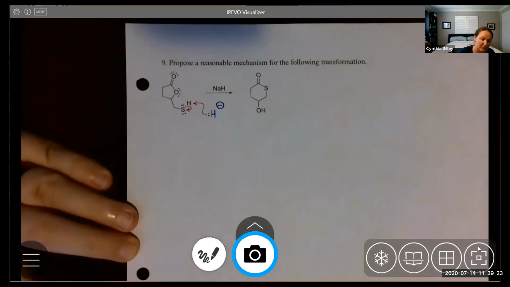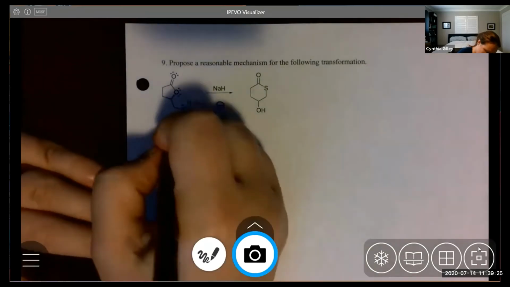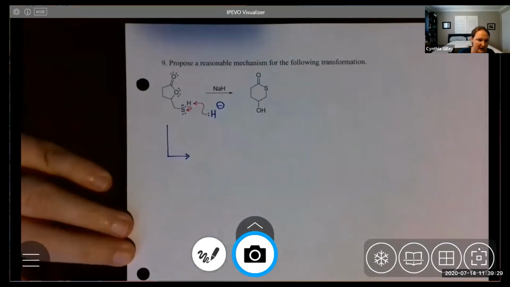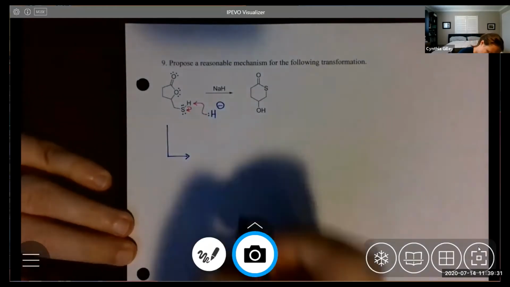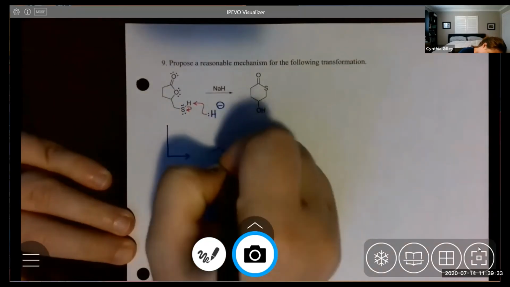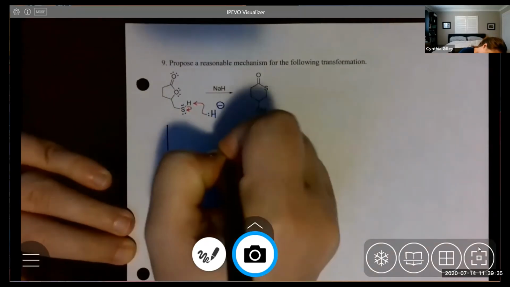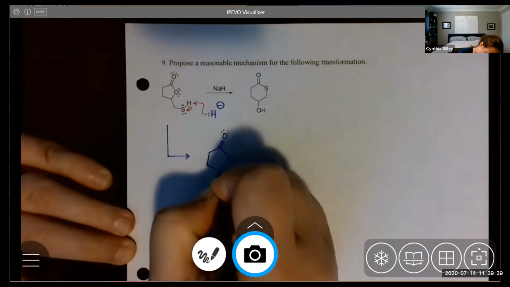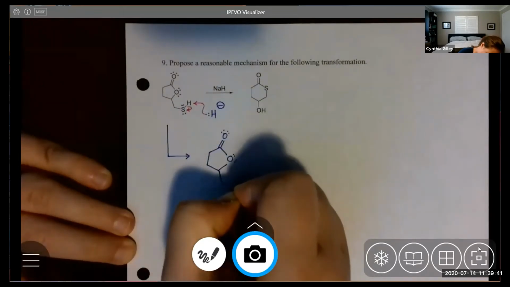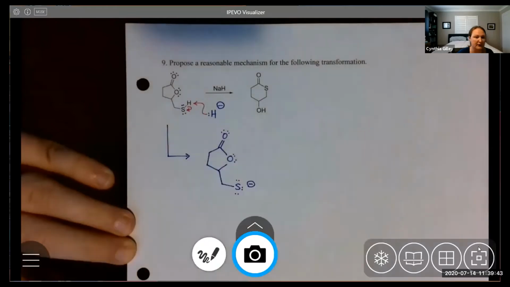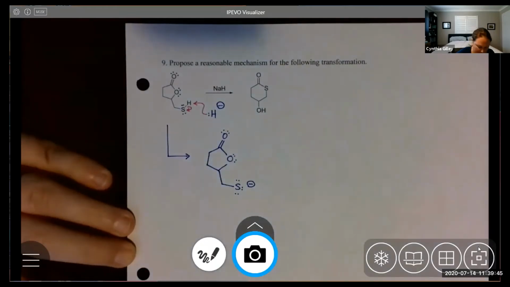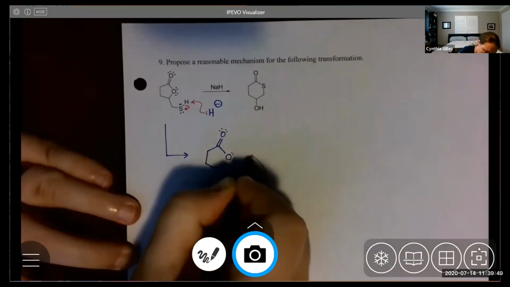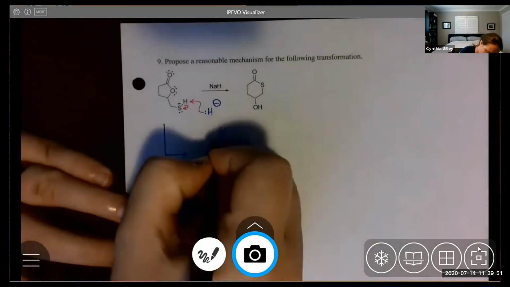the most acidic proton here, which is the thiol proton, which has a pKa of about 10. It's actually pretty acidic. Generate the negatively charged sulfur atom here. And then now this is a pretty good nucleophile that could do a nucleophilic attack.